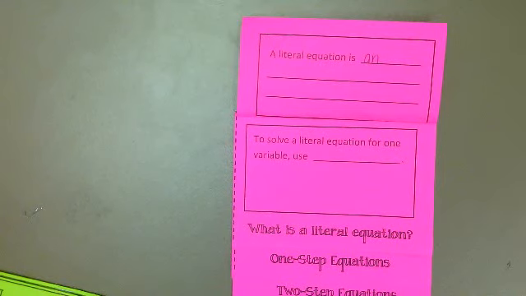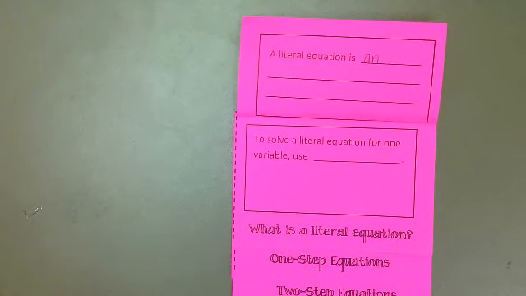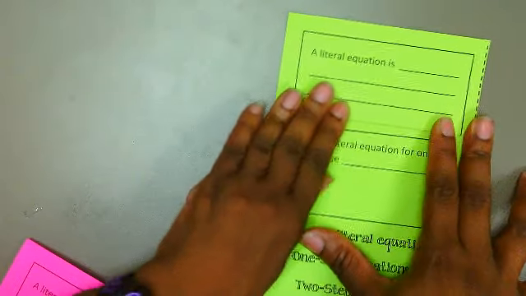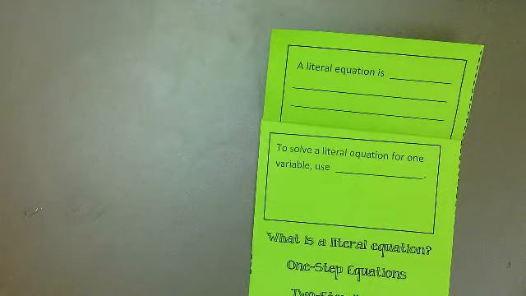Let's see if we can switch back to green and see if that'll help us with the color-wise. Just because I know you can't see the pink, and I want to make sure that you can see it. So we'll do green because that's a little bit easier on the eyes as far as the camera is concerned. So we're going to go literal equations.